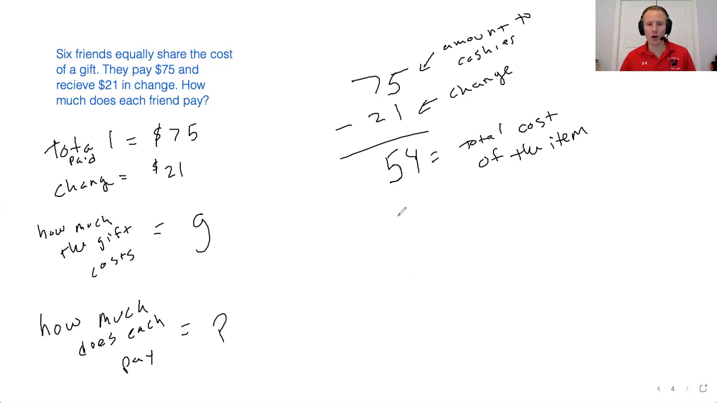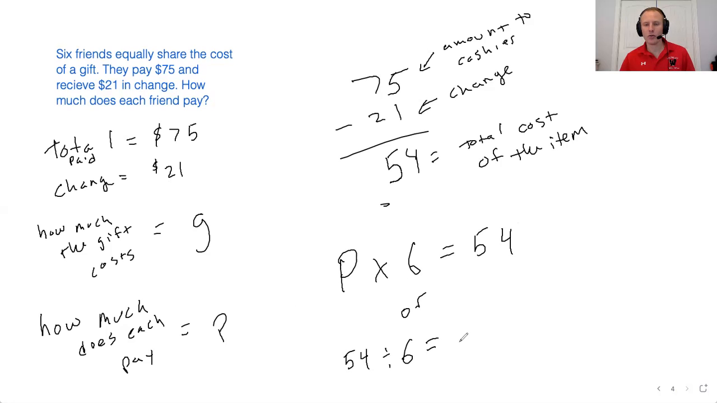Now that we have the 54, we can figure out the next step. We can figure out this P. So P times 6, I'm going to write this as a multiplication sentence because I think that's how most of you will think of it, equals 54. So that's the cost per person times 6 people equals 54, or $54 divided by 6 people equals P. Now these are from the same fact family, so it's going to be the same answer either way.